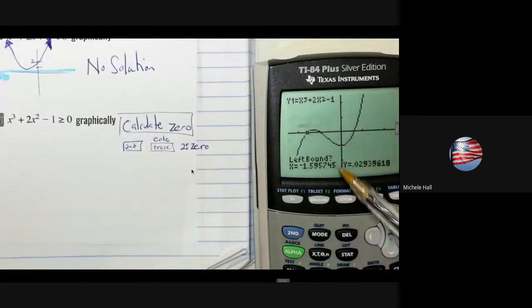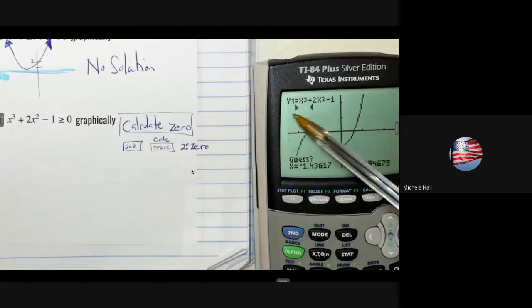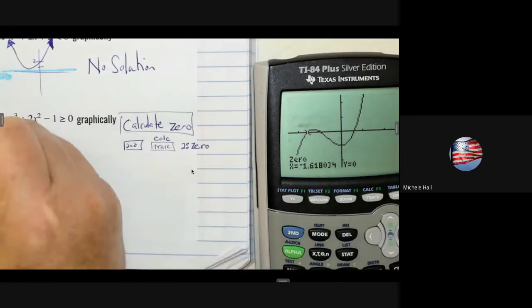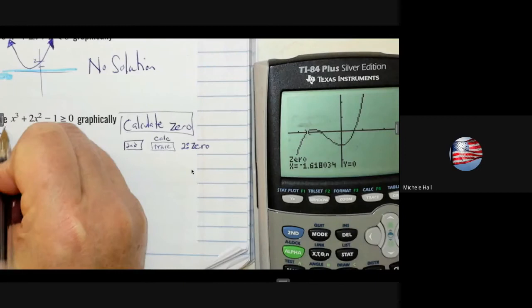All right, we want to be on the left-hand side of this. That would be down on bottom. Enter. Now we want to be on top, where we'll be on the right-hand side of it. Enter. There's my 2 arrows. It's looking between there. Enter again. Negative 1.6. So we have x equals negative 1.6.